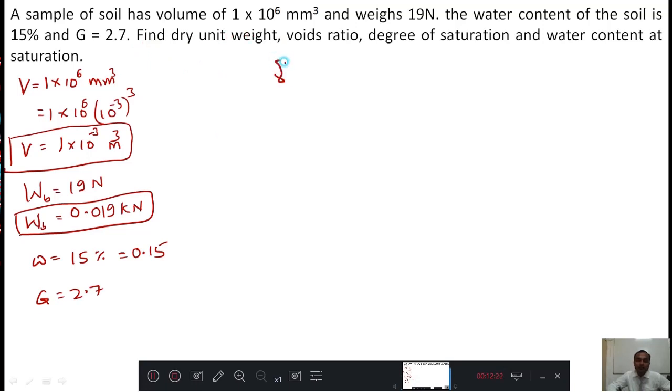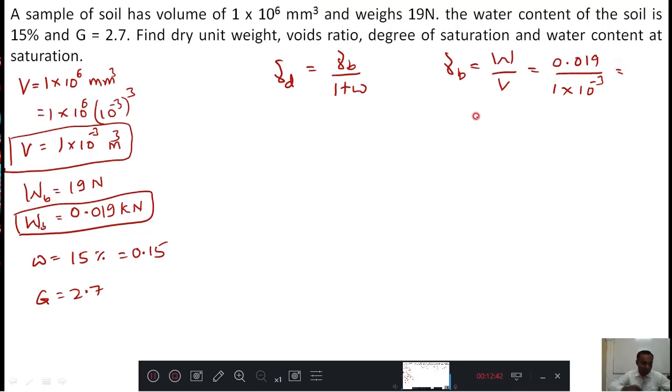Dry unit weight formula is gamma D equal to gamma B divided by 1 plus W. But gamma B is not known to us. Gamma B equal to weight by volume. Weight is 0.019. Volume is 1 into 10 raised to minus 3. Then the answer is 0.019 divided by 10 raised to minus 3. Answer is 19 kilonewton per meter cube.